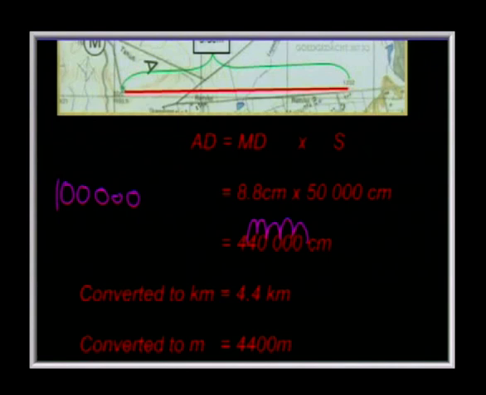Okay? If you look at meters, remember there's 100 centimeters in a meter. So I'm going to move two places. So if I had to move for that, it'll be 4,400 meters. The same formula will apply for winding distances also.